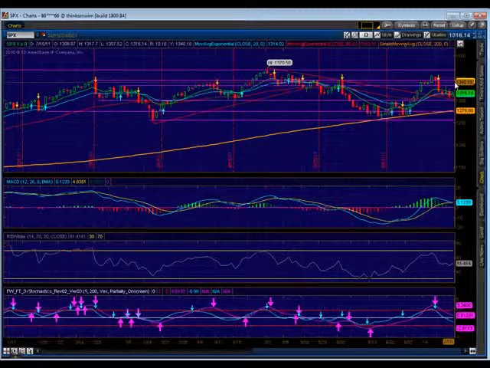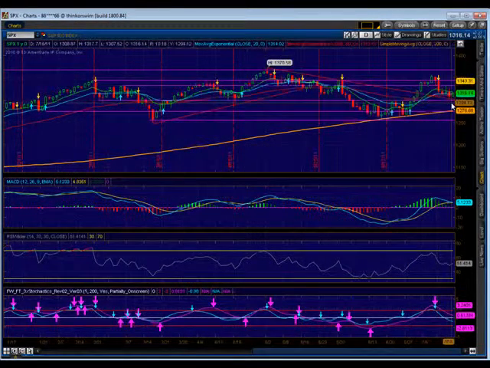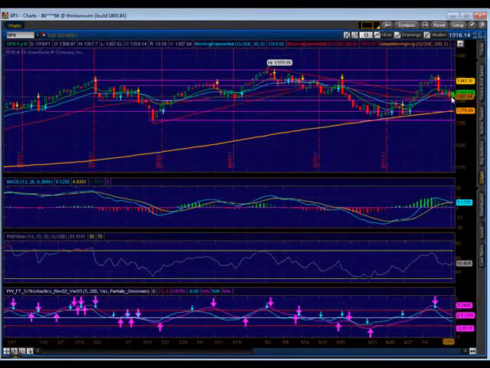Now, what we also talked about last week was that we had multi-time frame agreement. All time frames were giving us a sell sign. And look what happened. That kind of panned out. We had our biggest down day, and now we're just kind of consolidating.